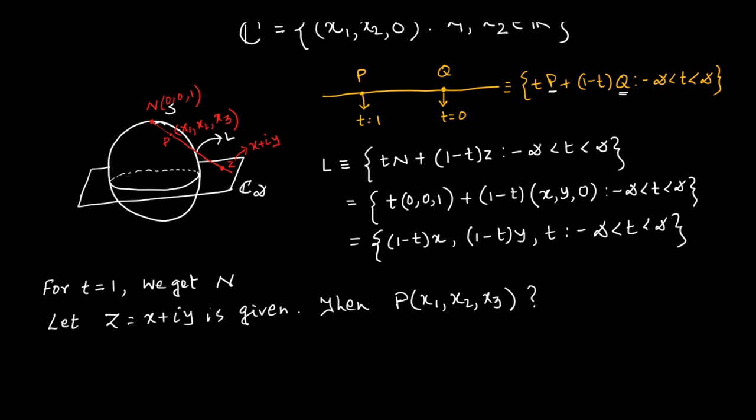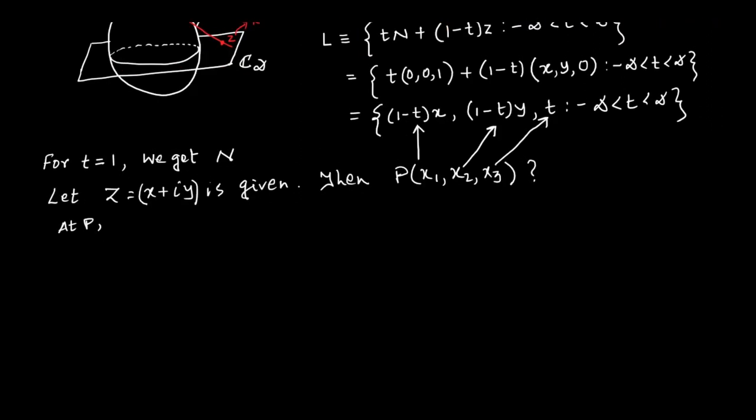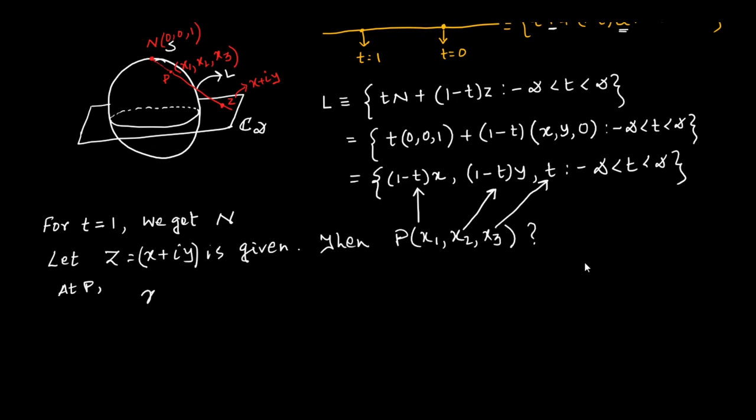Fine. So as per this definition of the line, we can consider that at P, x1 is 1 minus t into x, x2 is 1 minus t into y for a particular value of t, and x3 is equal to t. So at P I can write x1 equal to 1 minus t into x, x2 equal to 1 minus t into y, and x3 equal to t.